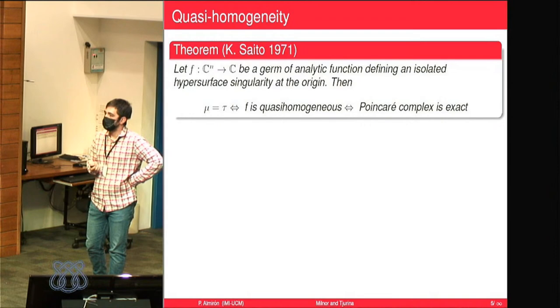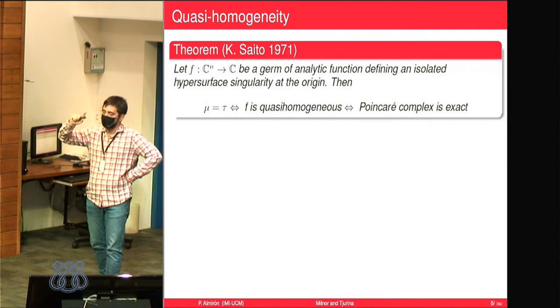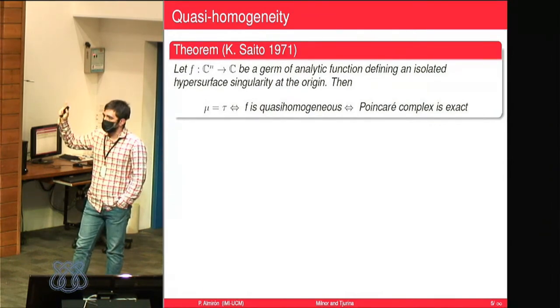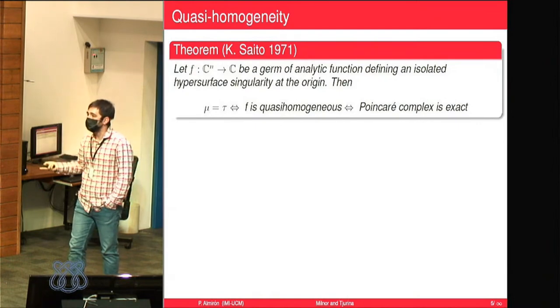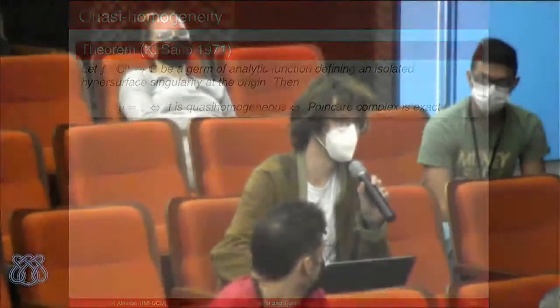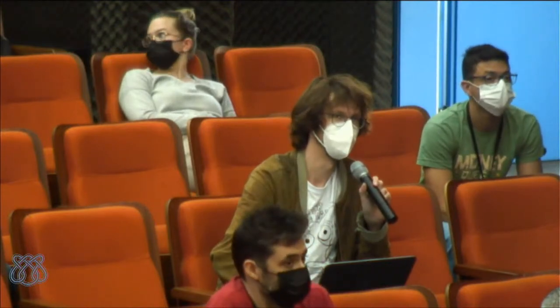Can you remind me what the Poincaré complex is? Yes, you have the resolution with the differentials of the singularities. So you have C, zero is the Poincaré, the usual complex of differentials. The Koszul complex in the partial derivatives or? What? No. It's the Kähler differential complex.